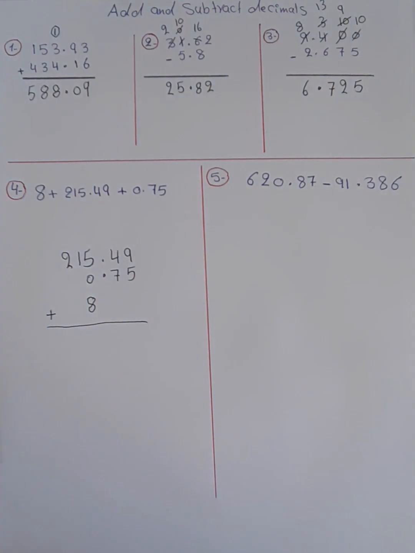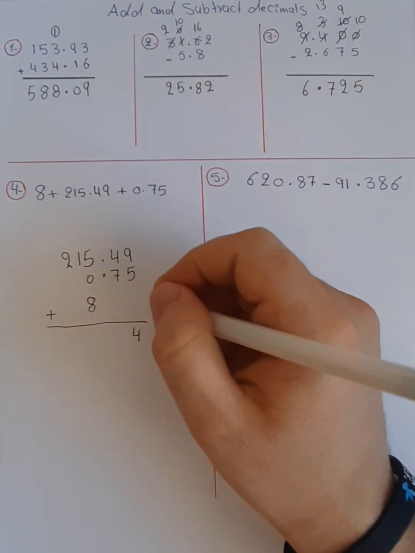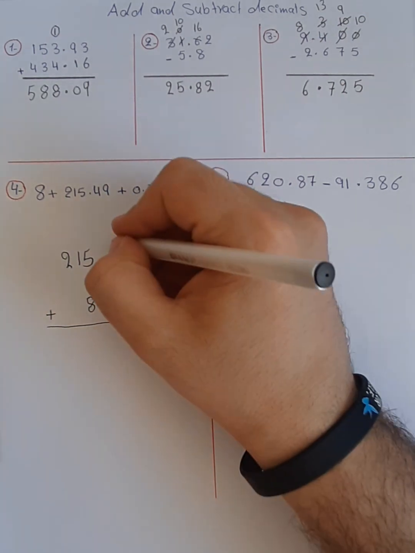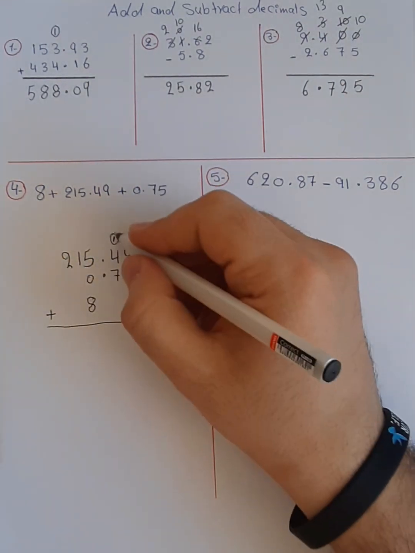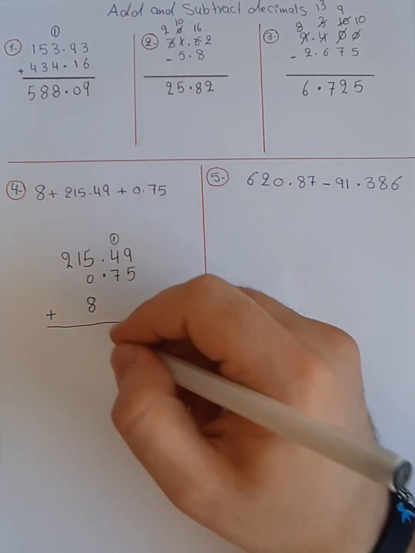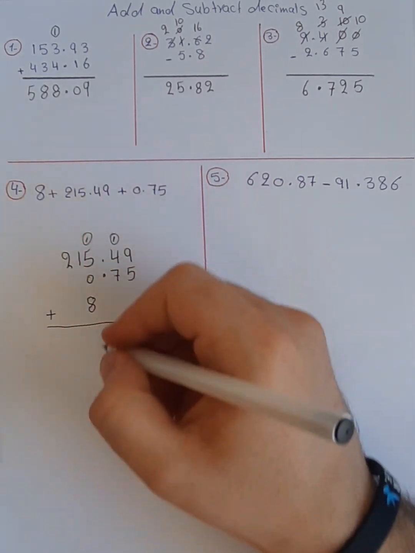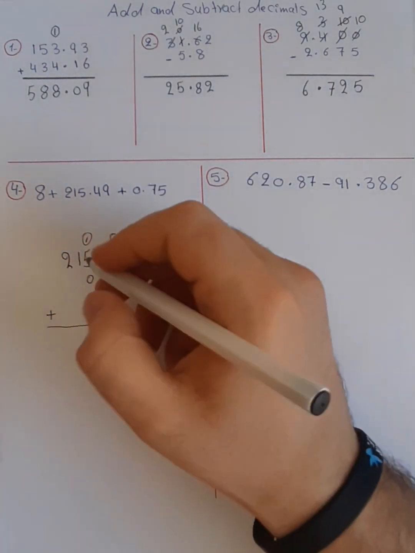9 plus 5 equal to 14. You have to regroup, write 4 under 5 and 1 over 4. 1 plus 4 is 5. 5 plus 7 equal to 12. You have to regroup and write the decimal point in the same place.